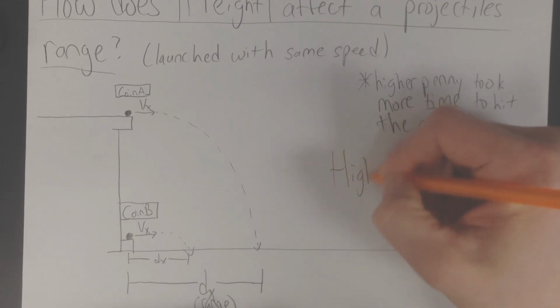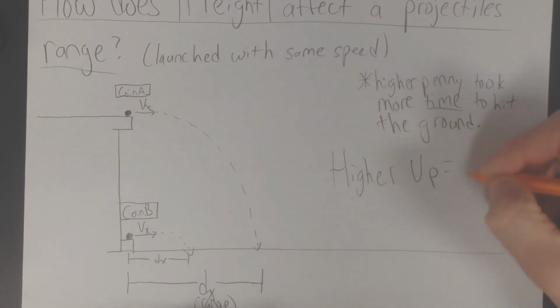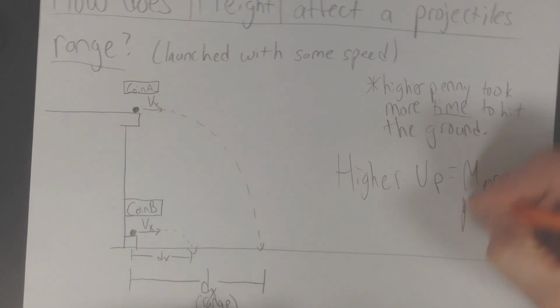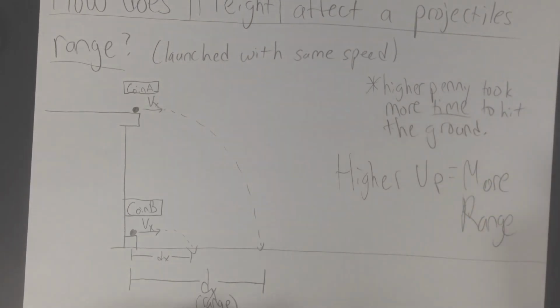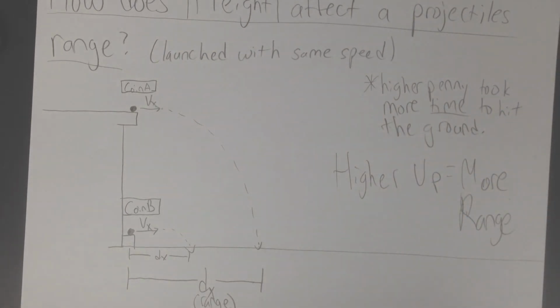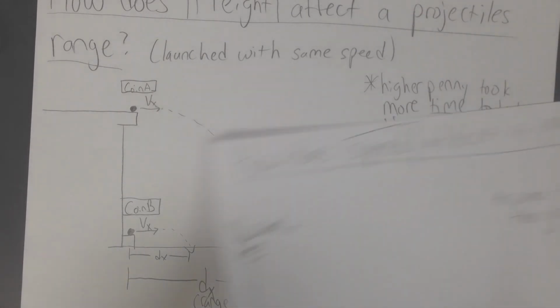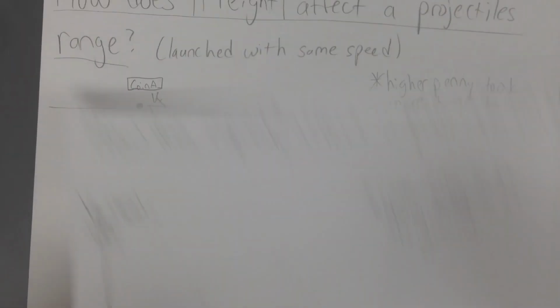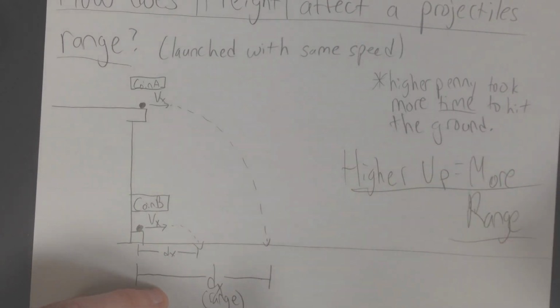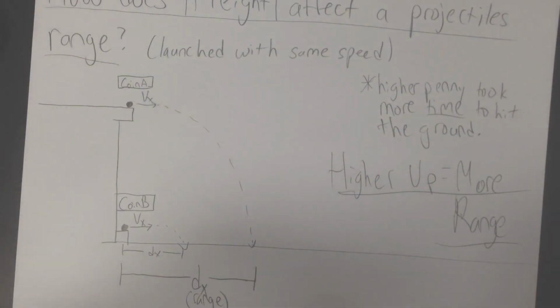So higher up equals more range. Faster gets you more range. Higher gets you more range. Alright? Faster goes further range. Higher up gets you more range. They're both direct relationships.